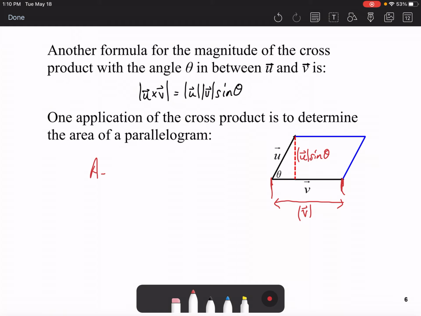So the area of your parallelogram, if you remember from grade 9, is base times height. So the base in this case is the magnitude of v, and the height is the magnitude of u sine theta, which can be rearranged to the magnitude of the cross product.